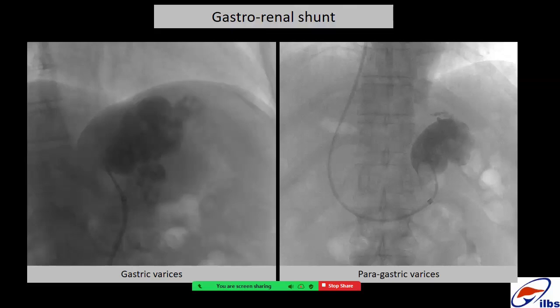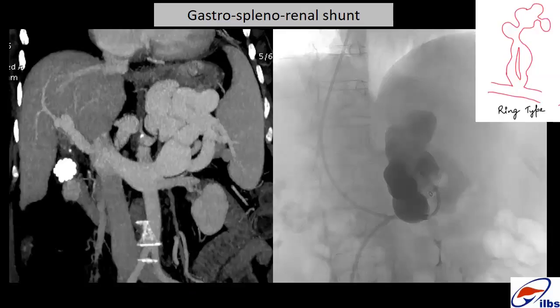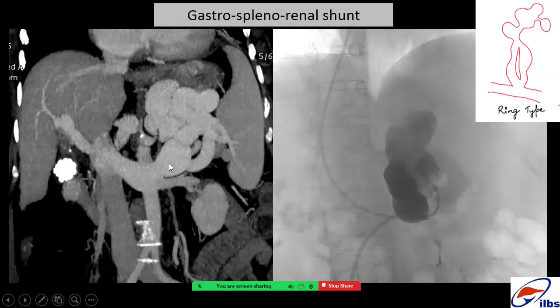You can come from the femoral or jugular aspect. Then you may have a ring type. Here you can see there are two veins which are forming one here. And for this, you may require two accesses, maybe from the jugular side and femoral side. Here we took one access from the jugular, one from the femoral, and the ring type has been closed. And these are some of the initial cases which we did way back.